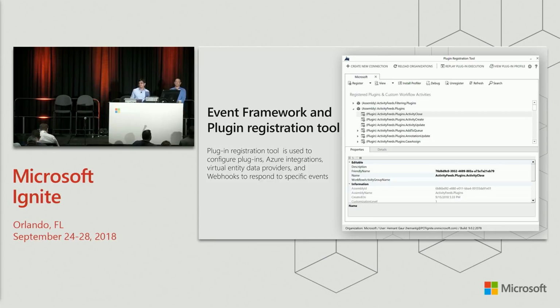The next one is the event framework and plugin registration tool. The eventing framework is the heart of the CDS system. This defines all the events to which the server-side extensions can respond, such as create, retrieve multiple, assign, and delete. On these events, on the server, you can create your extension points, known as plugins, to react to those events. And there are certain capabilities for choosing where that particular piece of code is going to run and in which stage.